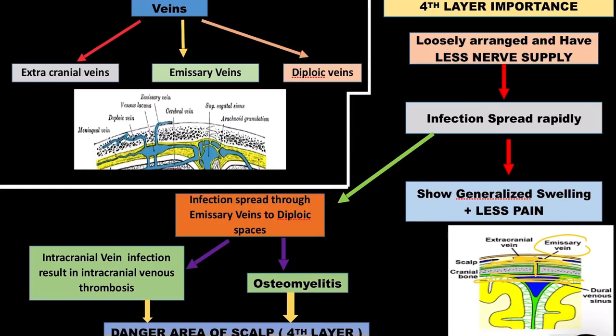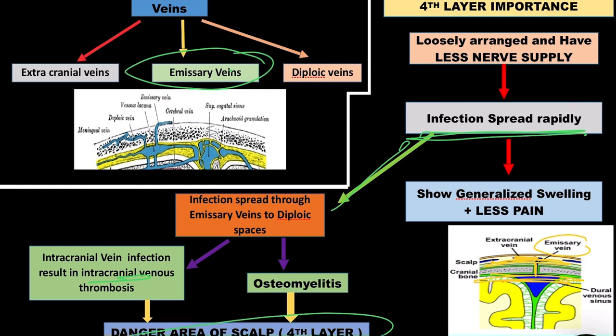So we have done with this phenomena, that is danger area of scalp. We see what are emissary veins, we see why we call it as the danger area of the scalp, that is the infection spread rapidly. Why? Because there is a connection between emissary veins, that emissary veins is acting as the communication between the two, and therefore infection spread very rapidly into an intracranial part, and it causes the danger area of the scalp, and it is related to our fourth part. So we have done with this part.